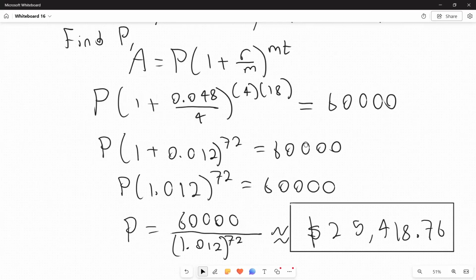So that's one application. The next application is to nominal yield. That's number 18. Let me copy the problem. Okay, so I will copy the instructions. And we're doing number 19.